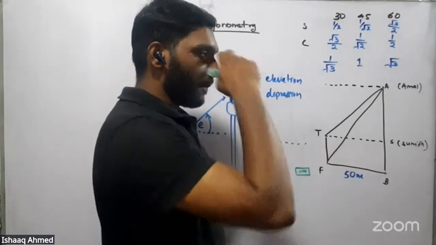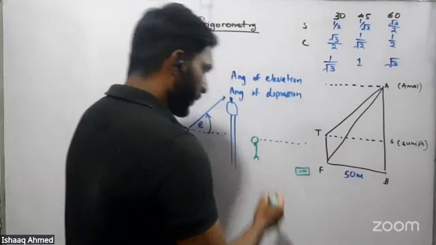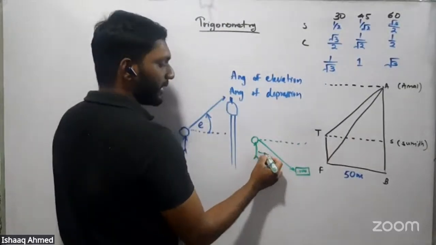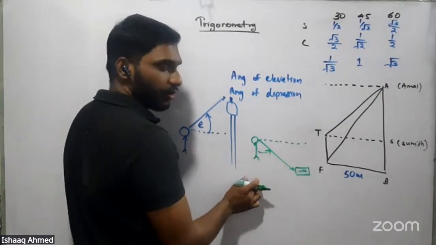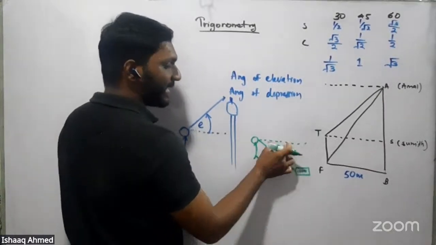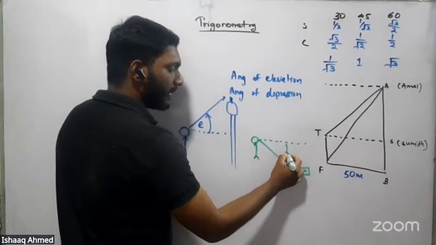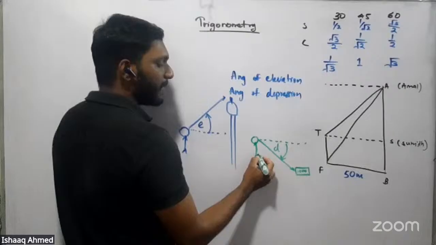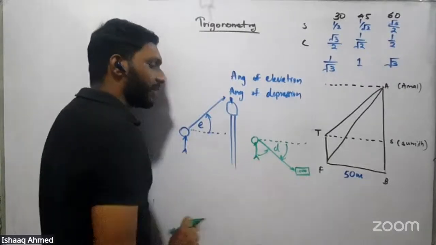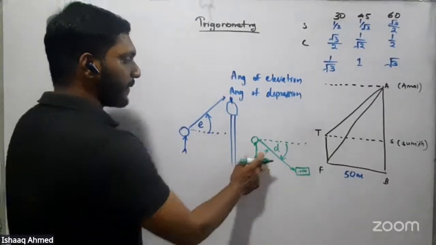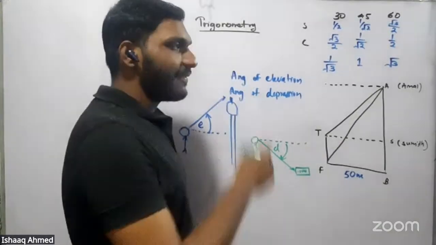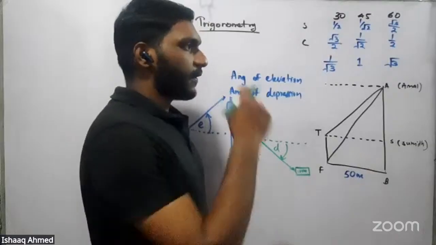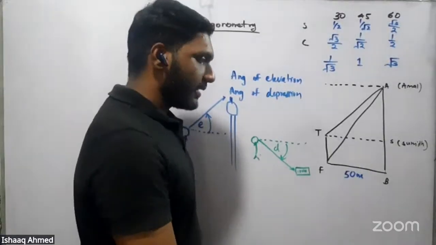From my eye level, how much I am seeing down. So is this the angle of depression? No. My eye level is here. From this, how much I am seeing down, this is the angle of depression. Many people confuse and take this as the angle of depression. That is not the angle of depression, okay? From my eye level, the angle I'm seeing up is elevation. From my eye level, the angle I'm seeing down is depression.